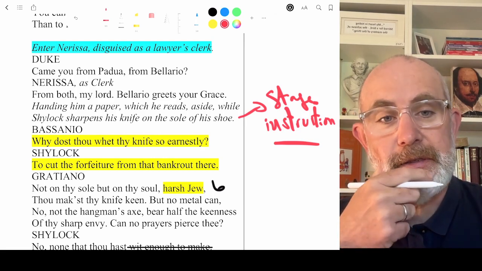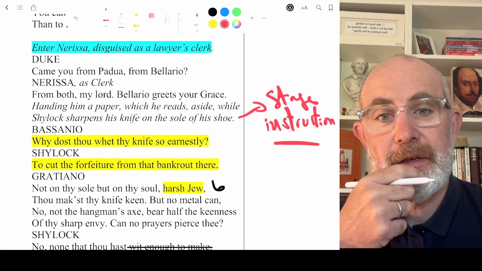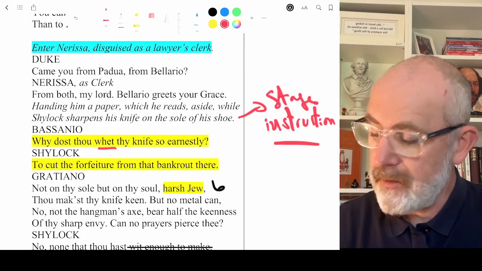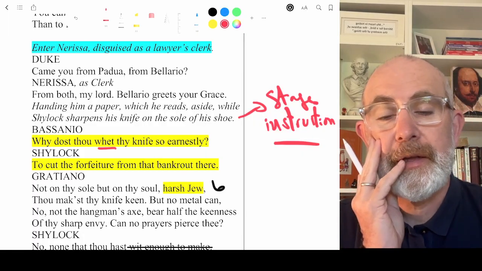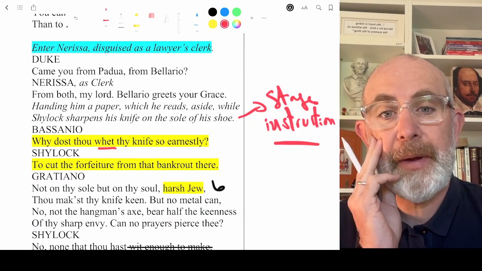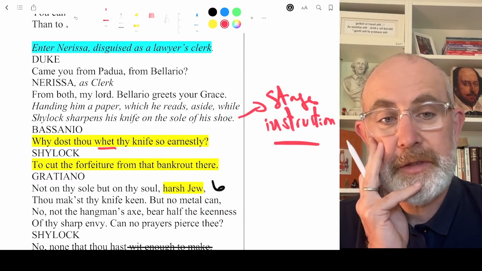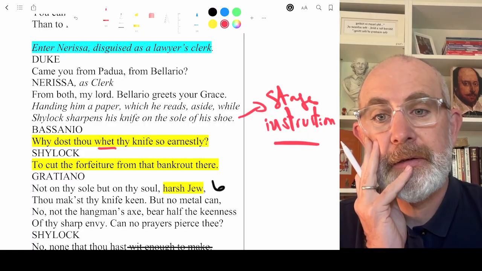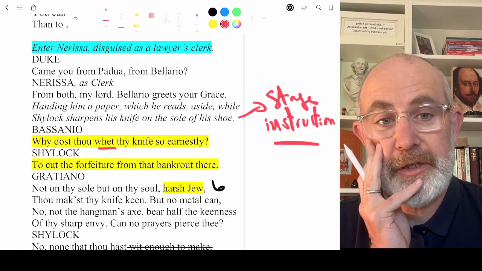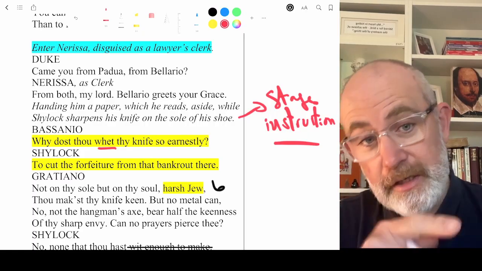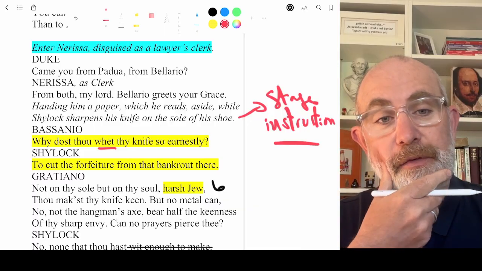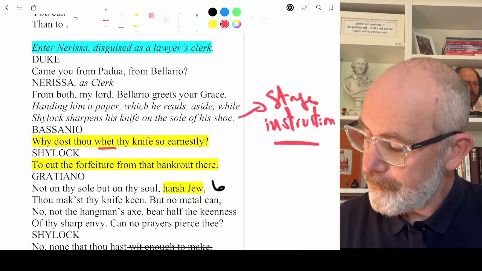And Bassanio says to Shylock, "Why dost thou whet thy knife so earnestly?" To whet your knife is to sharpen it. And Shylock says, "To cut the forfeiture from that bankrupt there." So he's absolutely brazen. Why are you sharpening your knife? Because I'm going to use it to slice the pound of flesh from your man over there.